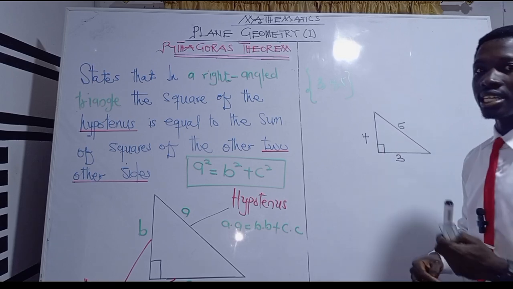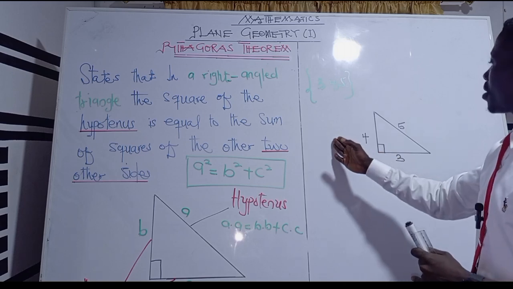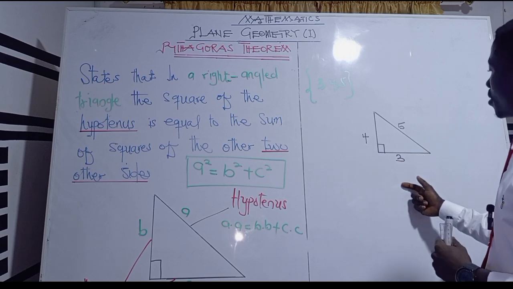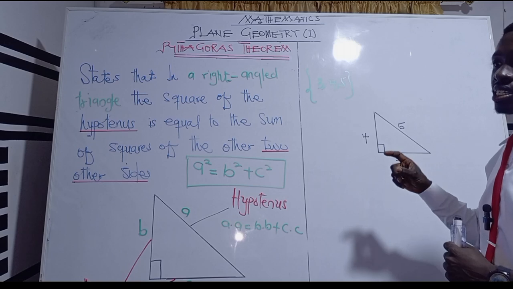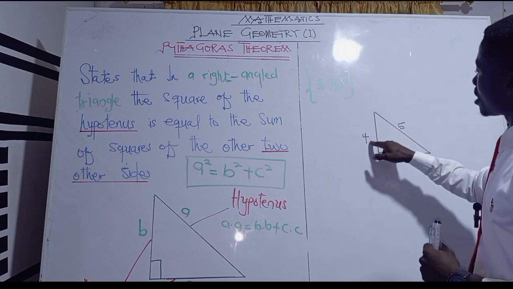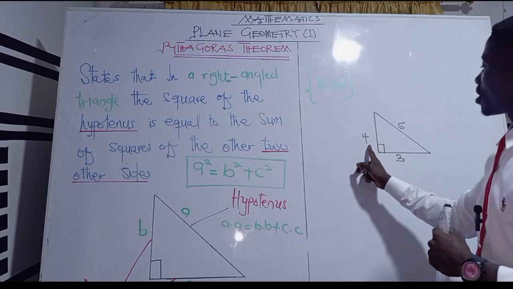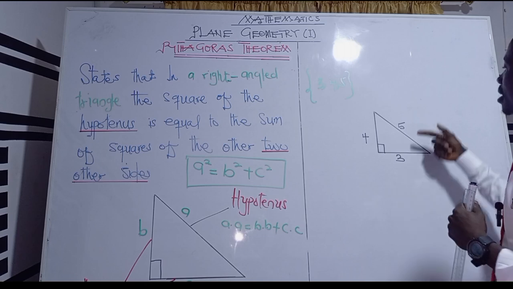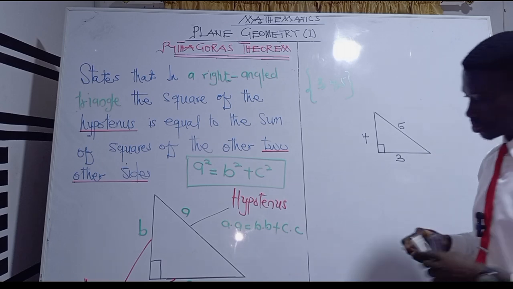Now what we are going to do next is, we are going to draw a square on this side of the triangle, and then a square on this side of the triangle, and then a square on this side of the triangle. And the square is going to be of the side length given. So we are going to draw a square of side 4, a square of side 3, and then a square of what? Side 5. So let's do so.